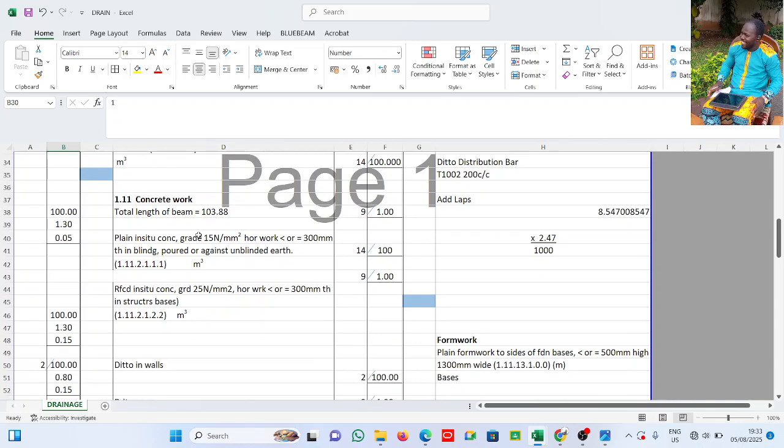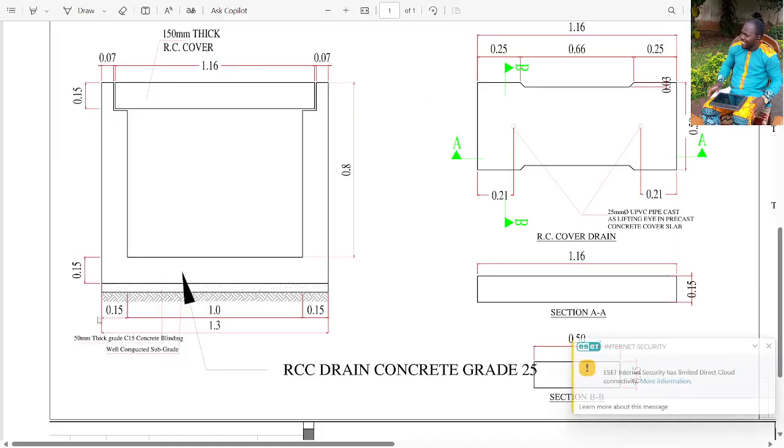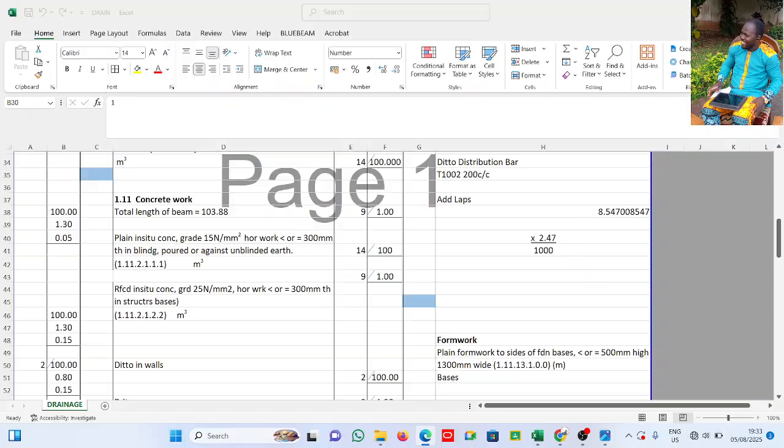Now having done that, we go into concrete works. If you observe, according to this drawing, we are excavating this exact blinding on the exact, and then we are going to do concrete works now. All right, now concrete works.